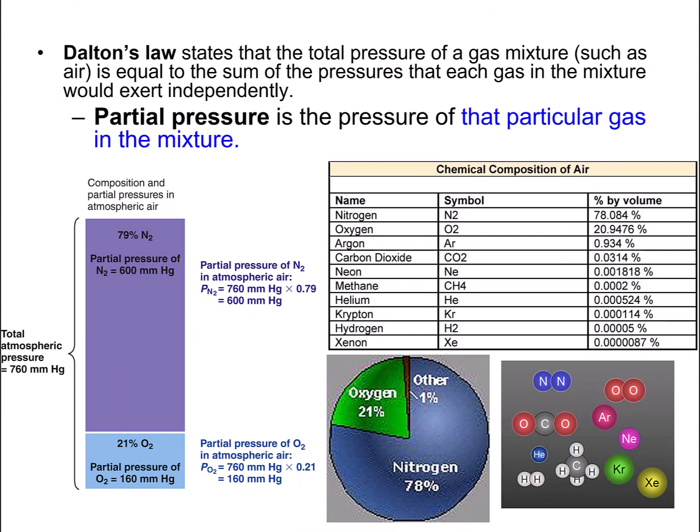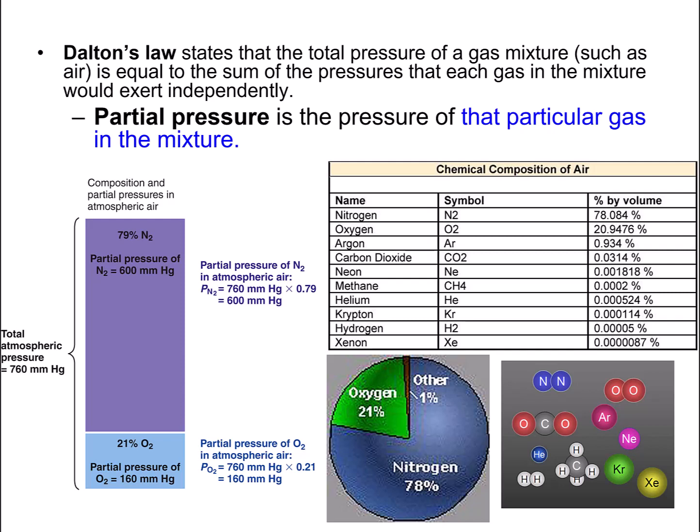Well, a scientist by the name of Dalton looked at the total pressure of a gas mixture and said, okay, well, how much will each of the gases that are in this mixture contribute to the total? And he came out with what we call Dalton's law, which says that the total pressure of the gas mixture is the sum of all the pressures that each gas in the mixture would exert independently. We refer to the pressure of that particular gas in the mixture as its partial pressure.